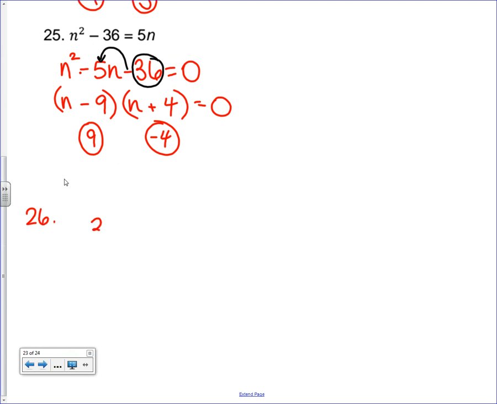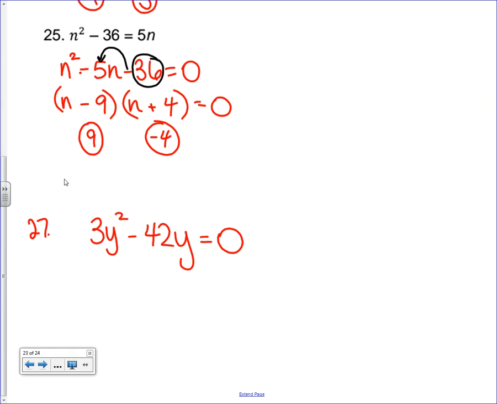Here's your number 26. Looks like that. Oh, 27, excuse me. Everybody right there? Okay. We are going to solve it because it is equal to 0. Yeah, I'm making up 27. I'm going to add 4 extra problems since we're moving and grooving today.